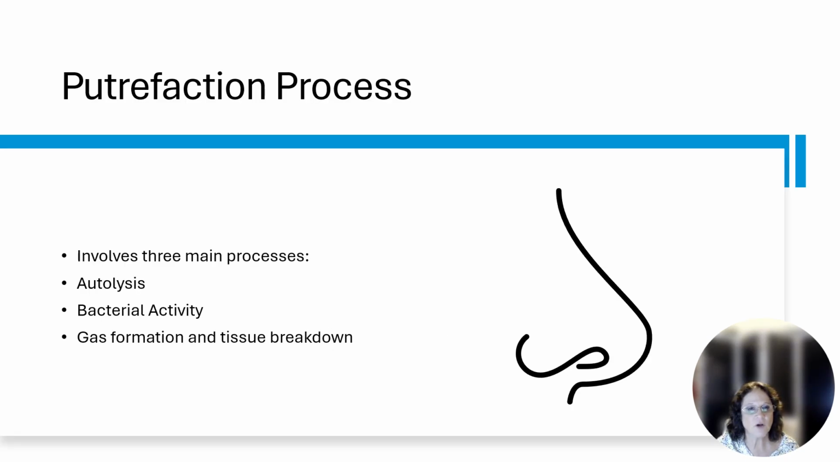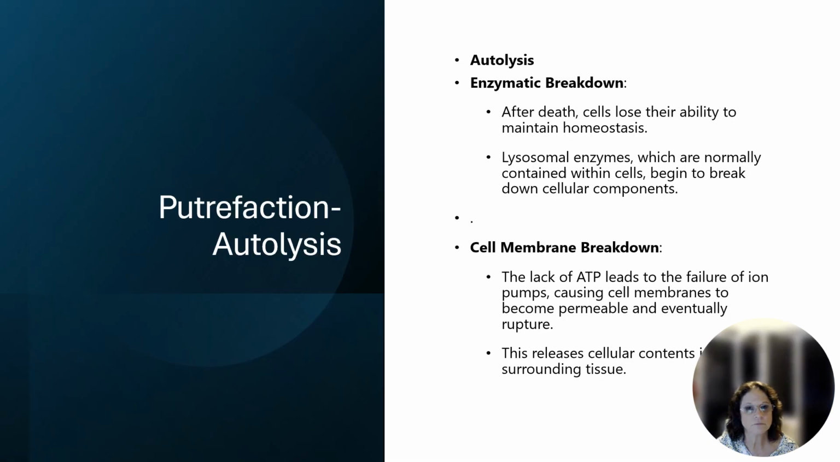The putrefaction process involves autolysis, bacterial activity, and the formation of gas and tissue breakdown. Autolysis is the breakdown of the tissue by enzymes. After death, the cells lose their ability to maintain homeostasis, so the lysosomal enzymes, which are normally contained within cells, start to break down all of the cell's components.